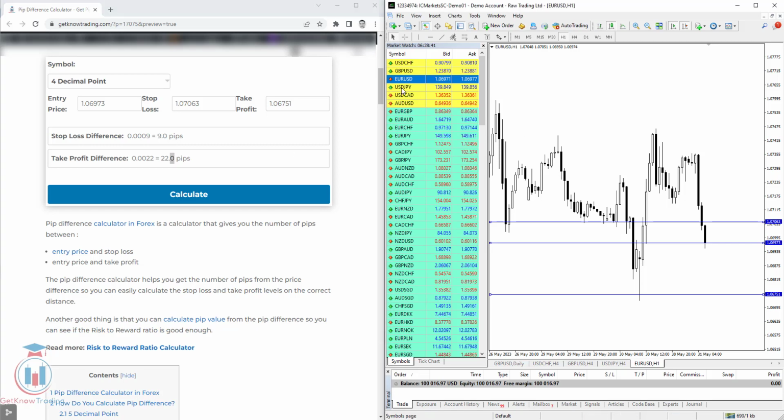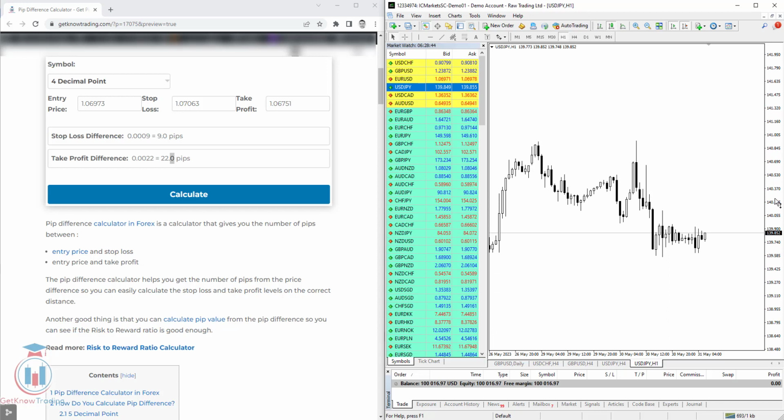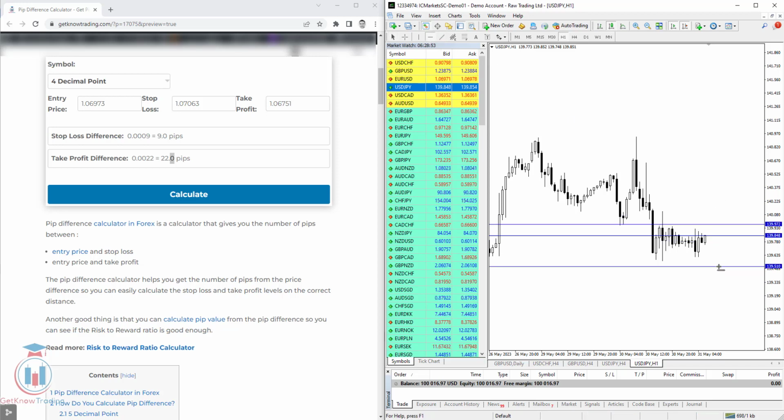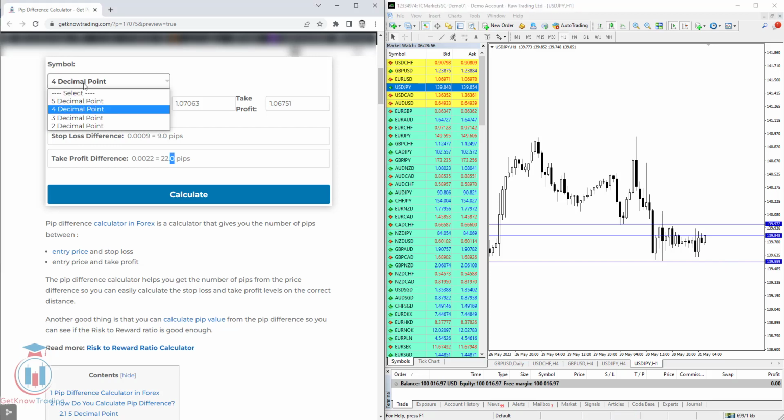Now let's take an example for the USD Japanese yen, which is a 3 decimal point symbol. Let's put here the entry point, the stop loss and the take profit. Before that, let's select the 3 decimal point symbol and then enter these values. The entry point is 139.848, a stop loss is 139.972, and the take profit is 139.559.